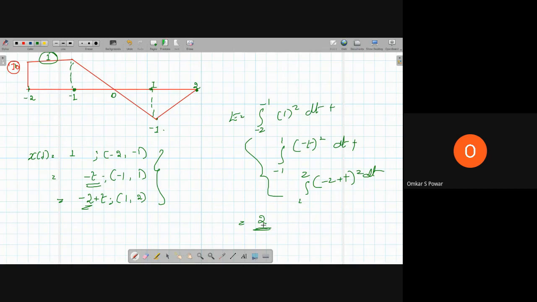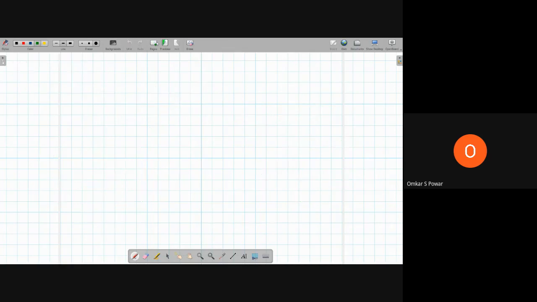Okay. So now we have solved enough problems with respect to energy. Now we will solve some problems with respect to power. Okay. So as I said, if they give the graph of a power signal, usually what is the power signal? A power signal is a periodic signal. Okay. So I'll solve one or two problems with respect to periodic signals, and then you'll get an idea. Okay. Now problems with respect to power signal.